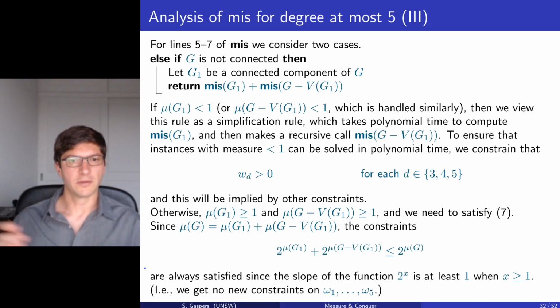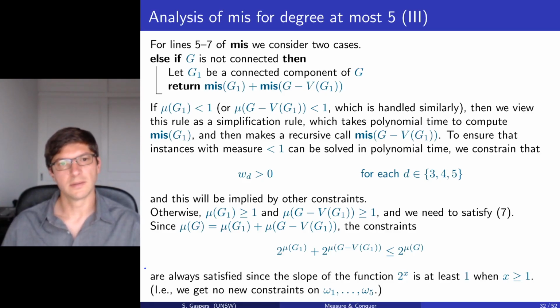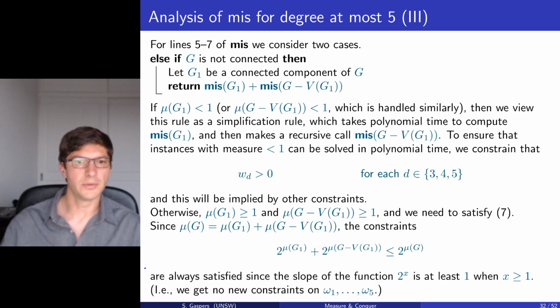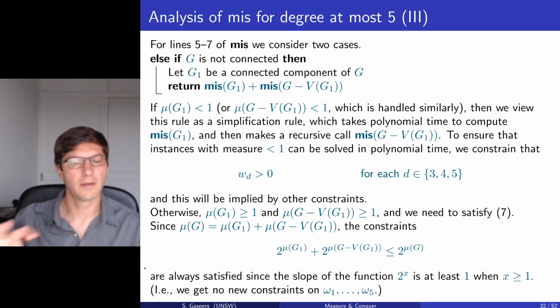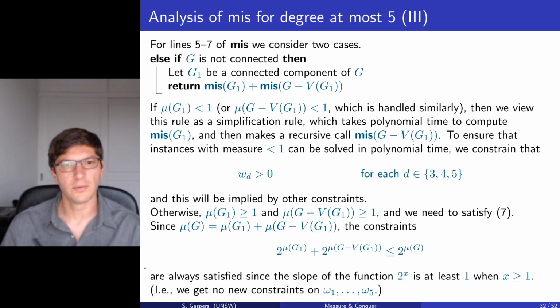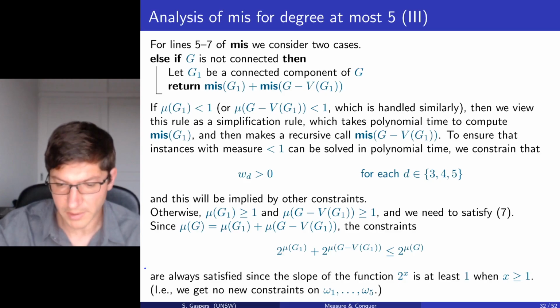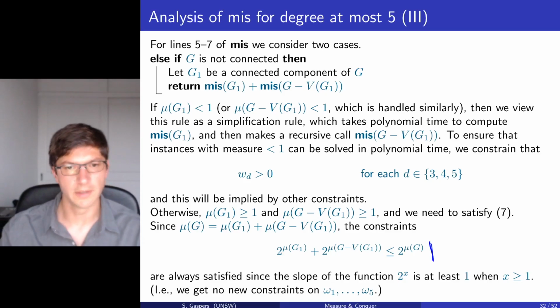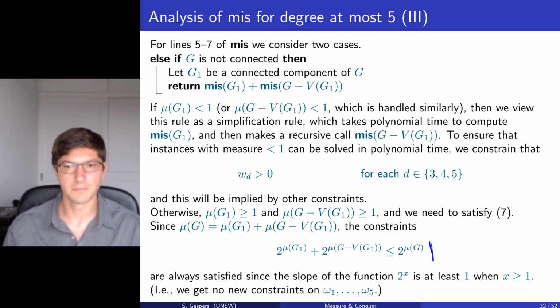So we have a similar situation when the other components together are very small, and we have the symmetric case. And now we are left with just the situation where mu of G1 is more than 1, and mu of G minus G1 is also at least 1. And then we get this constraint here, which is satisfied anyway.